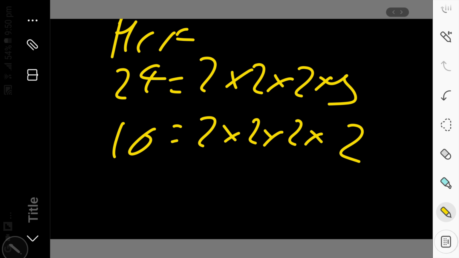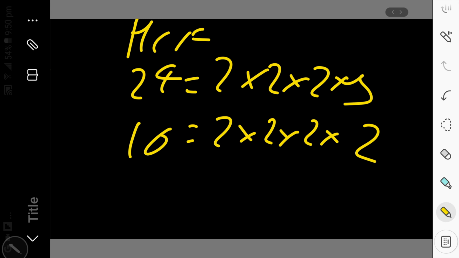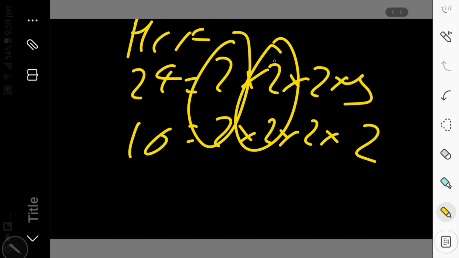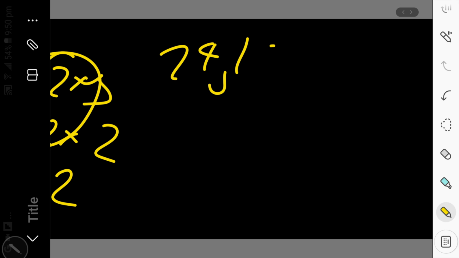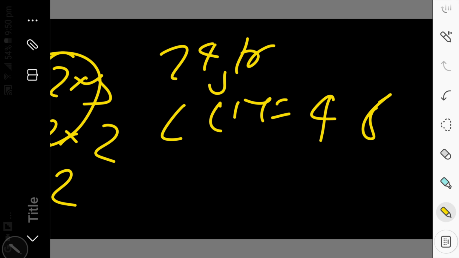Now in HCF, what we do is find the common factor. Just 2, 2, 2, 2 three times, which will give us 8. So the LCM of 24 and 16 is 48 and the HCF is 8.